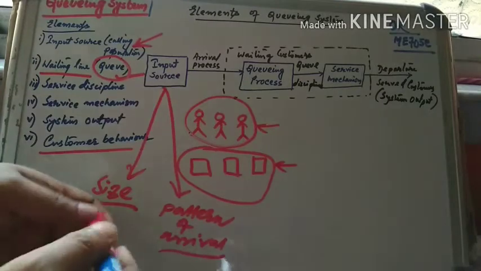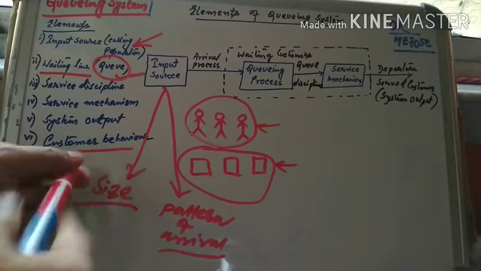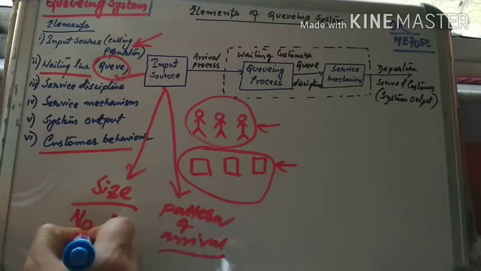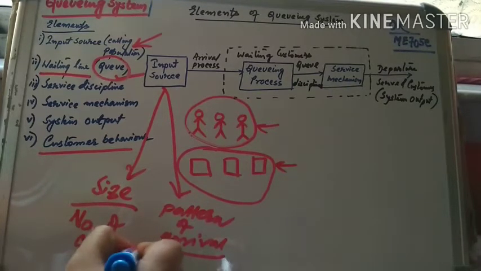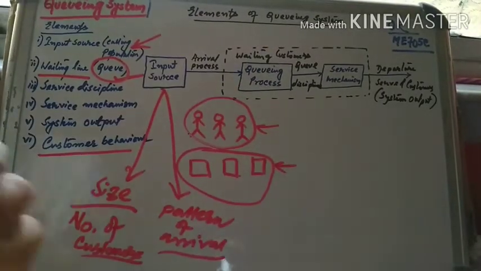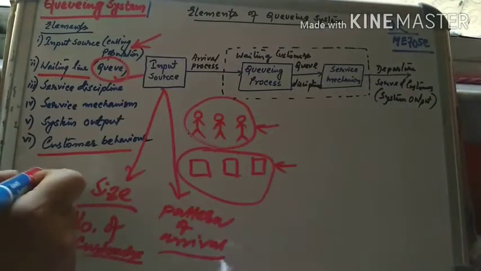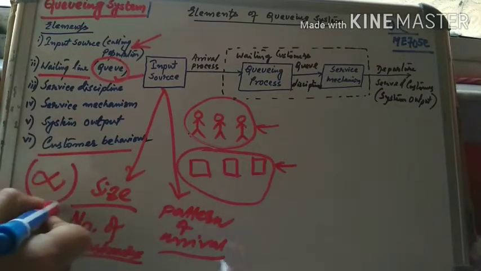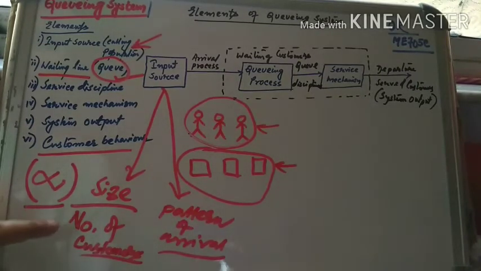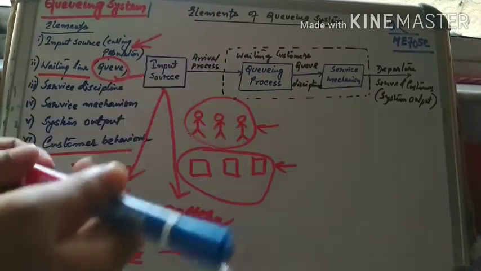Coming to this particular input source, I would like to say some more words. The size is the total number of customers that might require service from time to time. The size of the input source is generally assumed to be infinite. We don't know the size, so we take it as infinite. The railway reservation system and toll booths on highways are examples of infinite queuing.